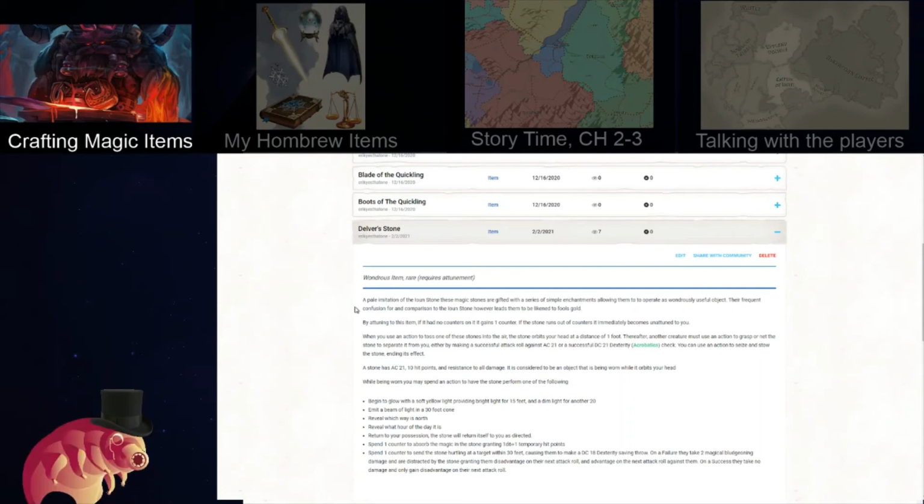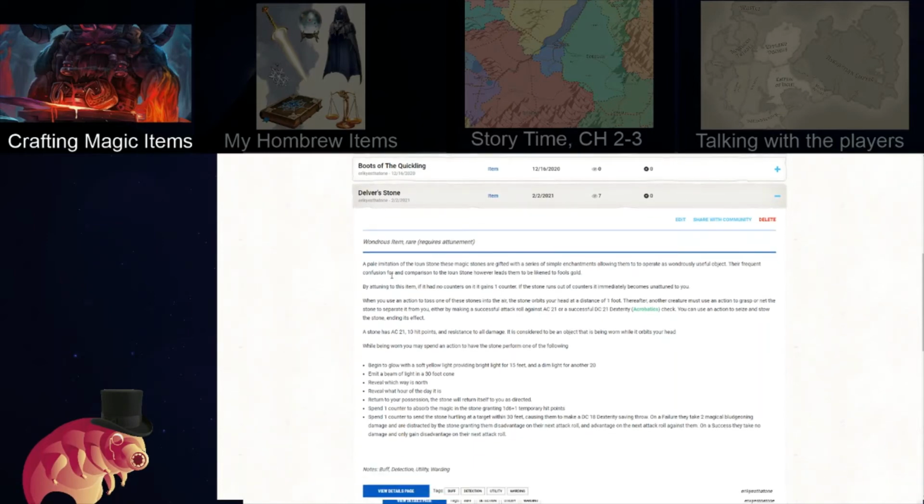You may also spend one counter to absorb the magic in the stone, granting 1d6 plus 1 temporary hit points. Finally, you may spend one counter to send the stone hurtling at a target within 30 feet, causing them to make a DC 18 saving throw. On a failure, they take 2 magical bludgeoning damage and are distracted by the stone, granting them disadvantage on their next attack roll and advantage on the next attack roll against them. On a success, they take no damage and only gain disadvantage on their next attack roll.